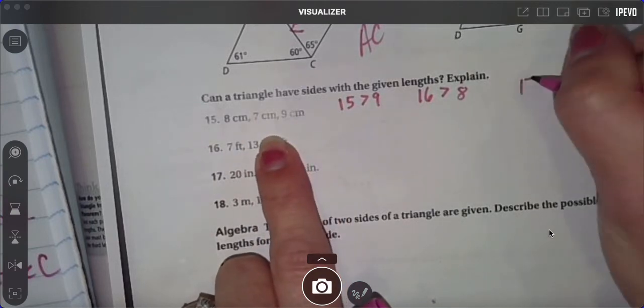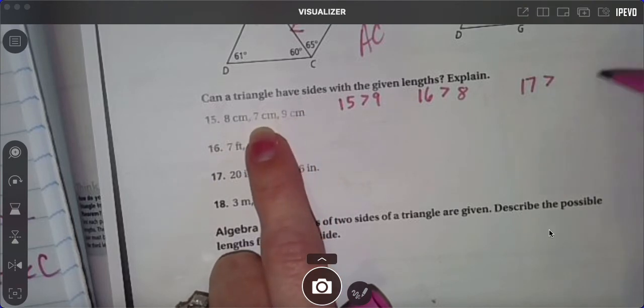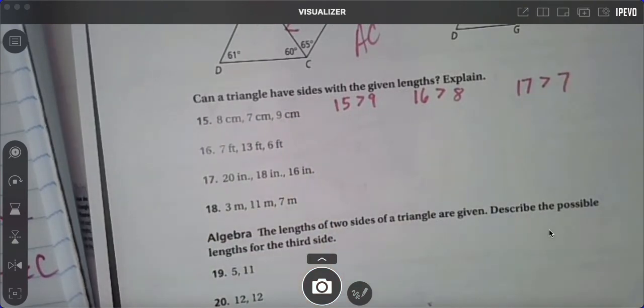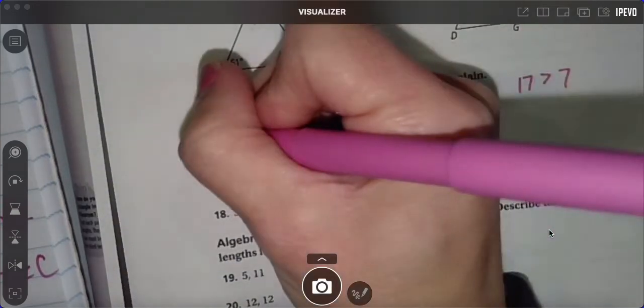Then my last two are the first and last, right? What's 8 plus 9? 17. Is that bigger than the side? I keep saying angle. I didn't use 7. Yes. So can this be a triangle? Would this work? Yes. Okay. So yes, this one's good.